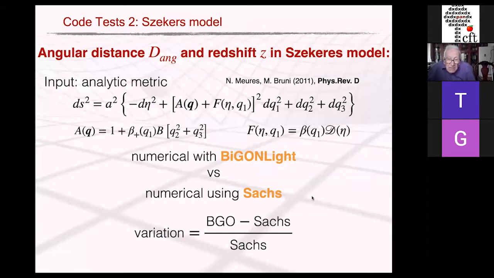The second code test was done by calculating the same observables, but this time using a different model of the universe, which is the Szekeres model. The Szekeres model represents an exact solution of the Einstein equation, but contrary to the lambda CDM case, we have an inhomogeneous distribution of the matter. These inhomogeneities are set by these two functions here. For this test, we calculate the observables numerically, but using two different methods. On one hand, we have the BGO calculated with BiGONLight. On the other hand, we have the Sachs approach, where the observables are obtained by solving the Sachs equations.